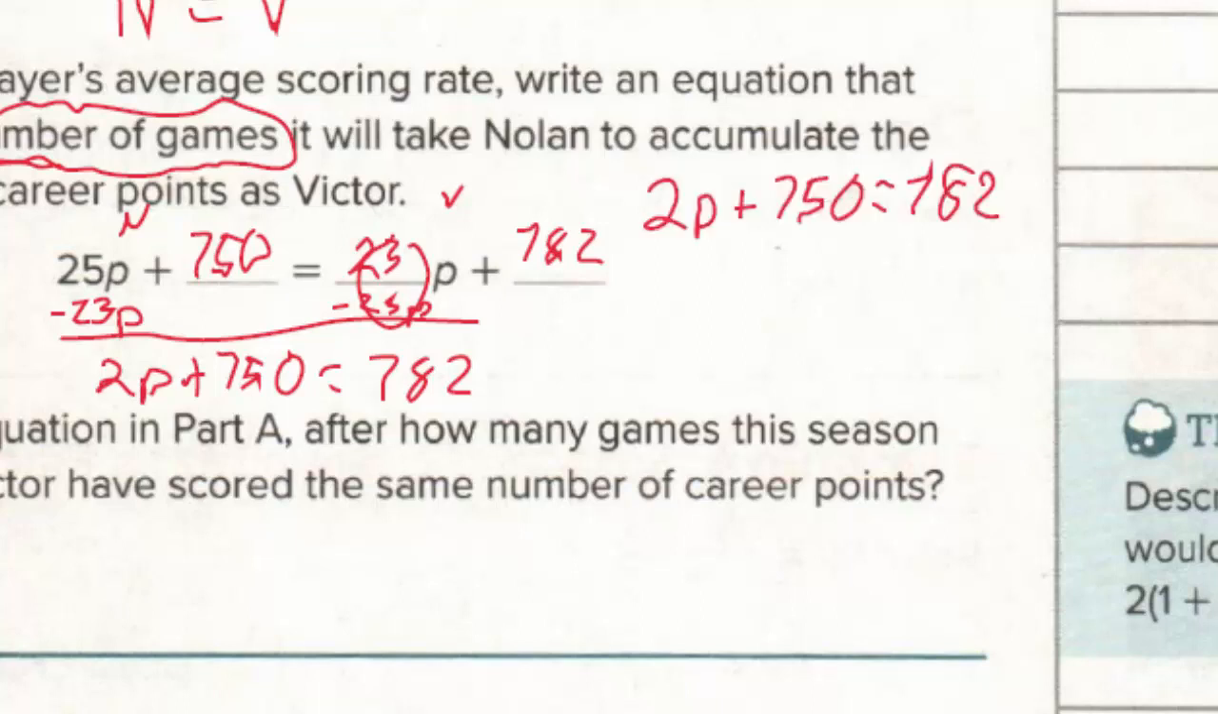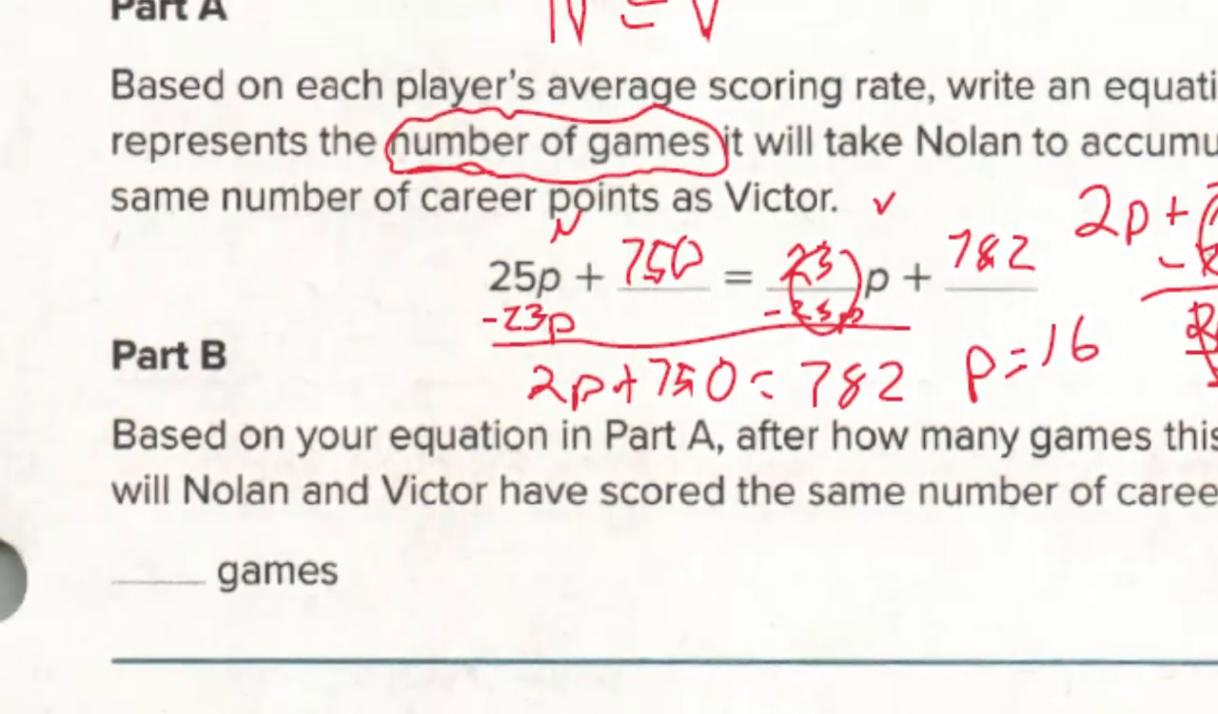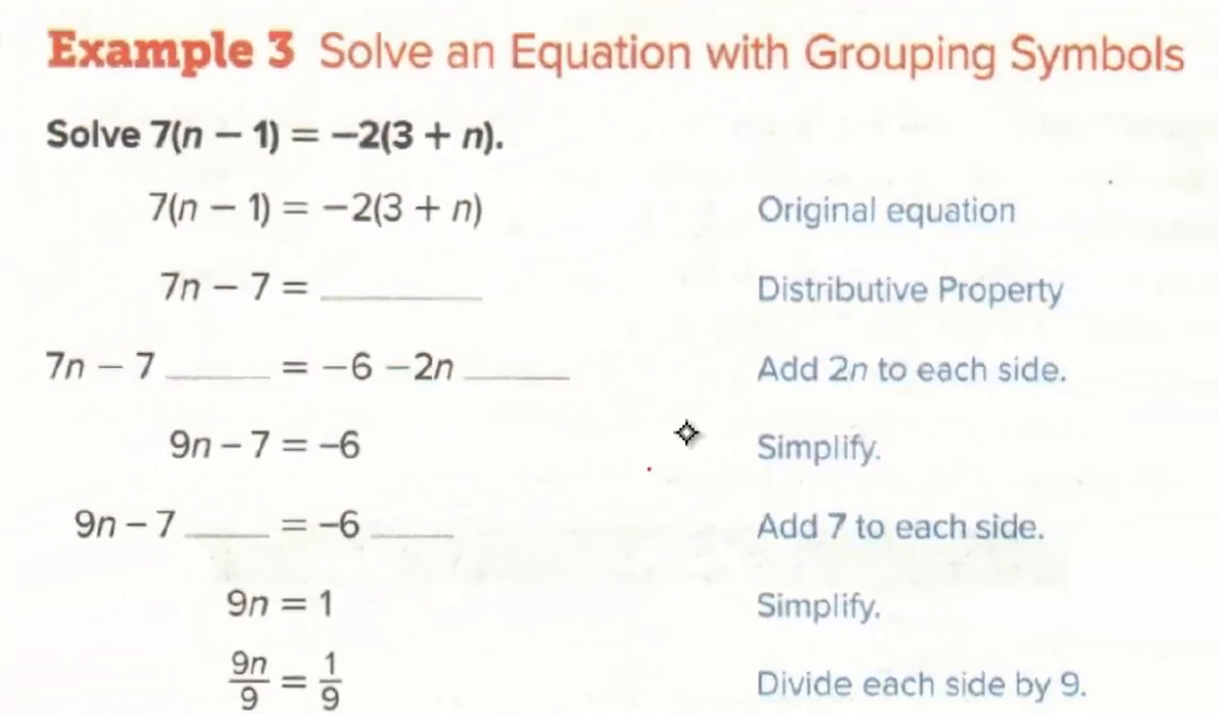Now we just have a two-step equation. We're going to undo that by getting rid of the 750 first. So 750s cancel out to a 0. 0 plus 2p is a 2p. That's an identity. 782 minus 750 leaves us with 32 points. Divide both sides by 2 to isolate the p completely. Now remember, this becomes 2 over 2 is 1, not 0. And 1 times p is p. And 32 divided by 2 is 16. So it takes 16 games. Come down to part B and let's fill that in. 16 games.